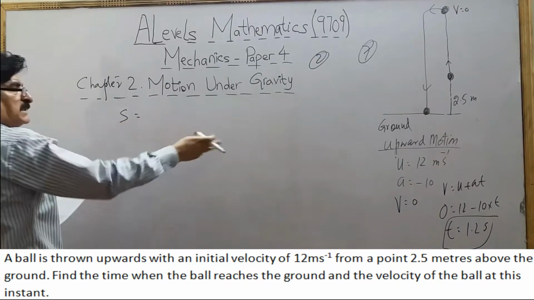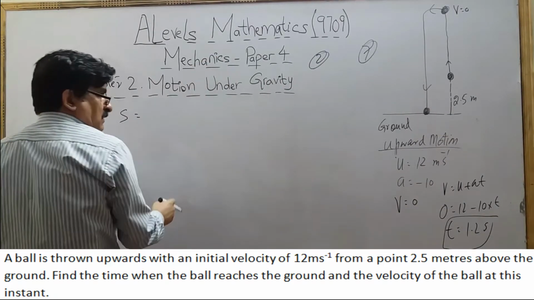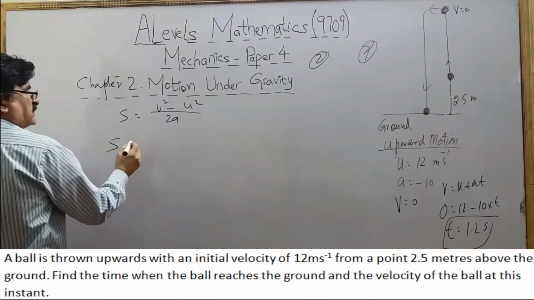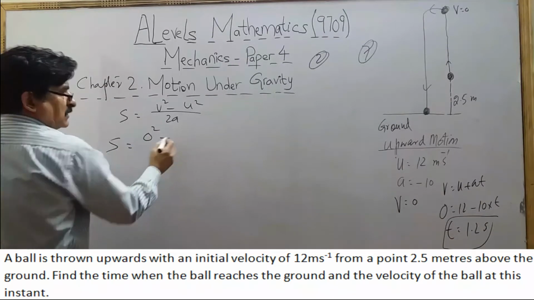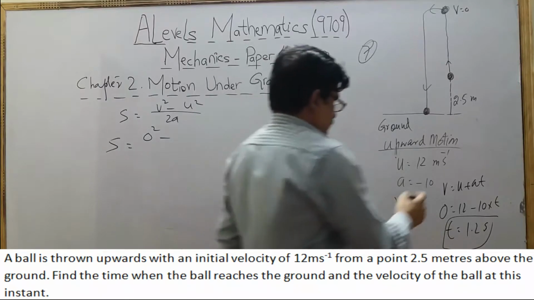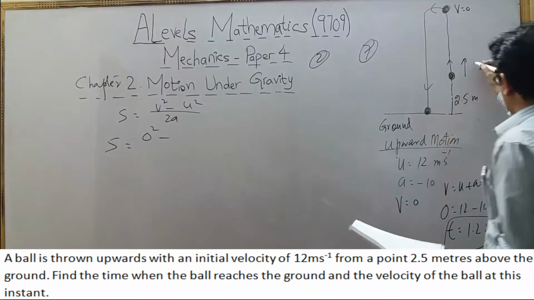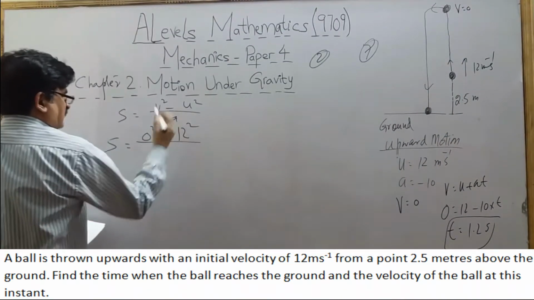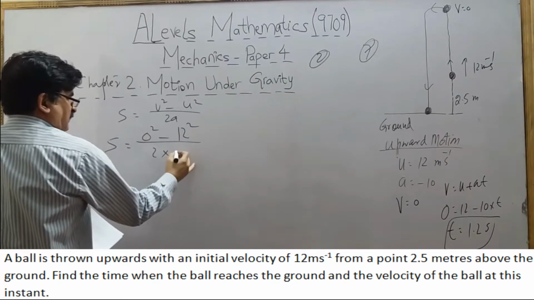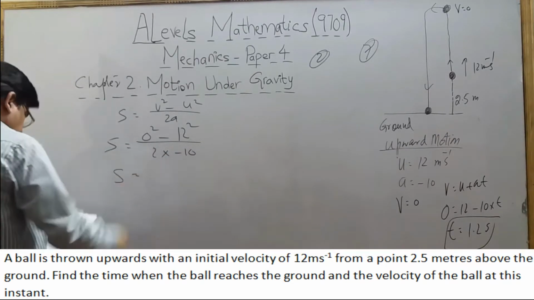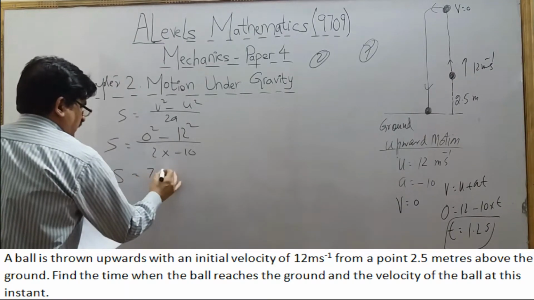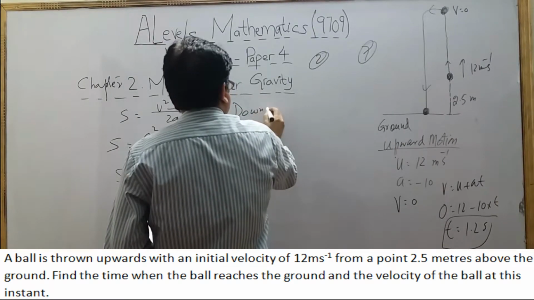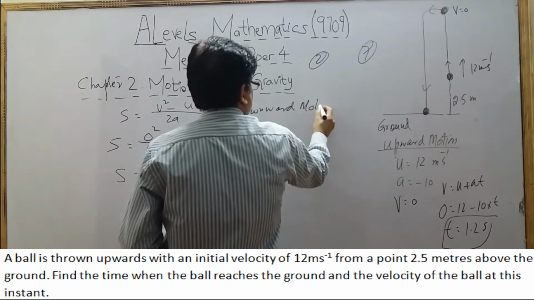So again, for this upward motion, s is equal to v square minus u square divided by 2a. So from here you can find what is v, it's 0, u is, sorry, initial velocity is 12. So minus 12 square, 2 into a, upward motion, a is minus 10. From here you simplify it, you will get 7.2. Now we will have downward motion.